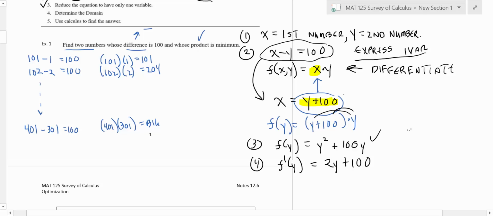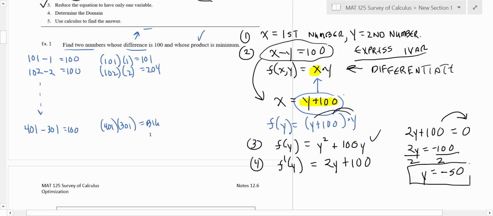Okay, so when we find the critical numbers, you want to set that equal to 0. You got your derivative, set it to 0. Solve the equation, so that's 2y equals negative 100. Divide by 2. So one of the numbers has to be negative 50. That's one number. Then what you got to do is find the other number.